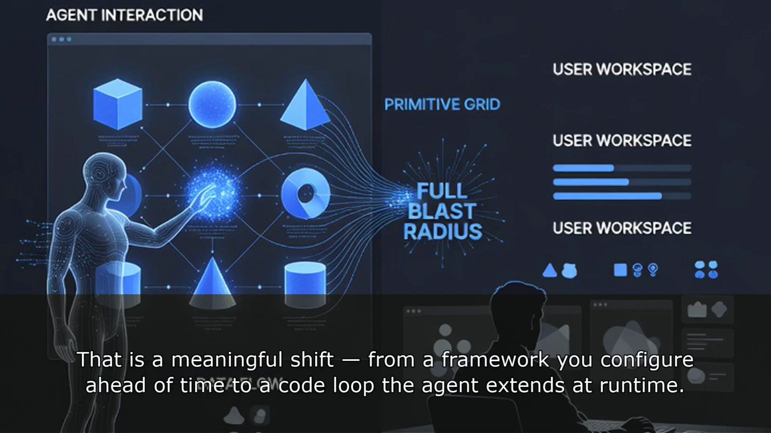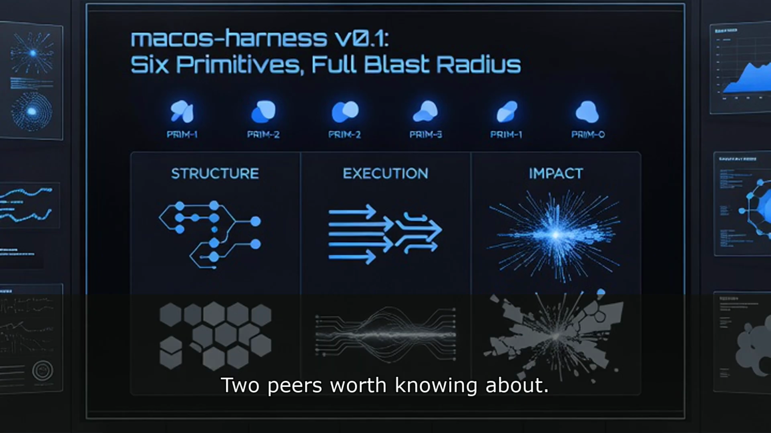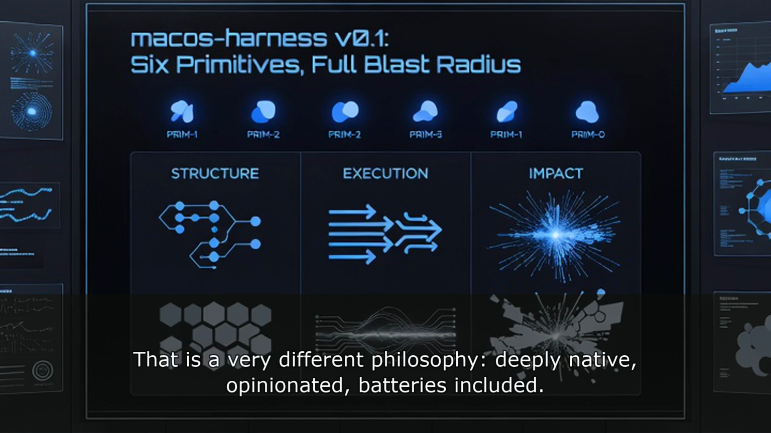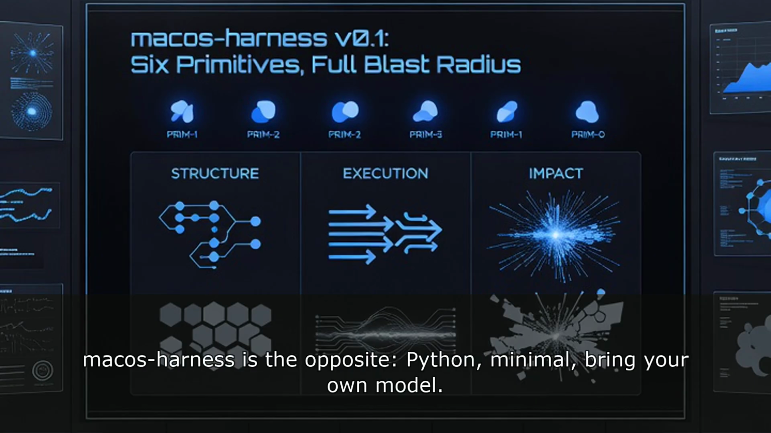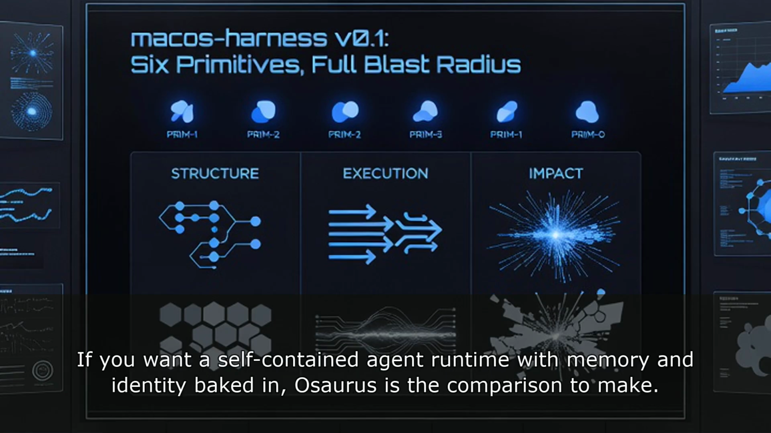The sourced competitive landscape here is thin, so I will only speak to what is documented. 2 peers worth knowing about. Osaurus is a native macOS agent harness written entirely in Swift. It ships its own local inferencing engine, persistent memory, and cryptographic identity. That is a very different philosophy. Deeply native, opinionated, batteries included. macos-harness is the opposite. Python, minimal, bring your own model. If you want to bolt this onto an existing LLM pipeline in an afternoon, macos-harness wins on friction. If you want a self-contained agent runtime with memory and identity baked in, Osaurus is the comparison to make.